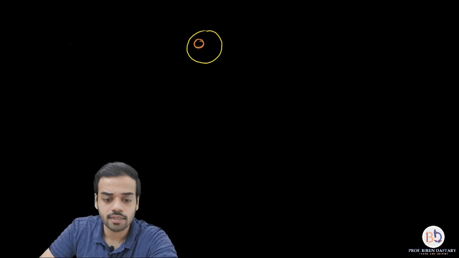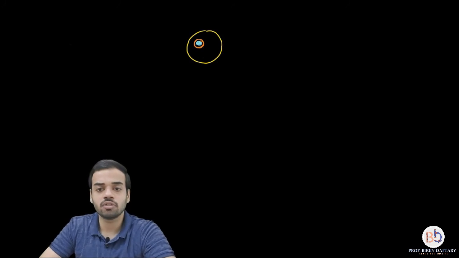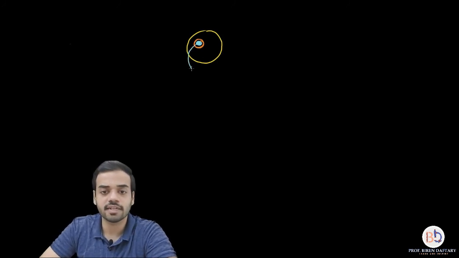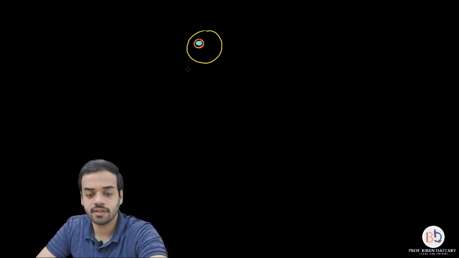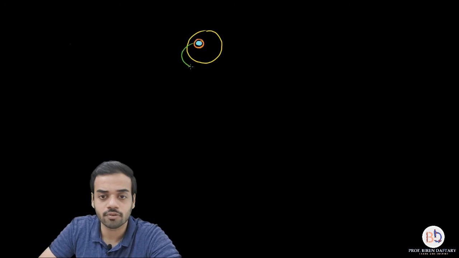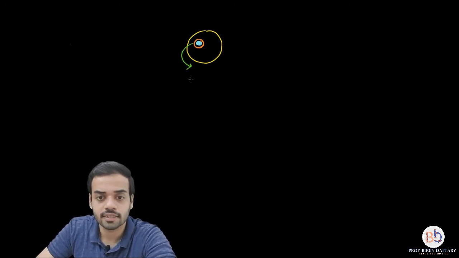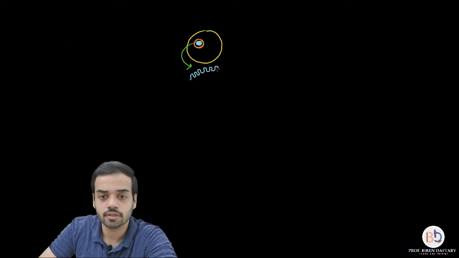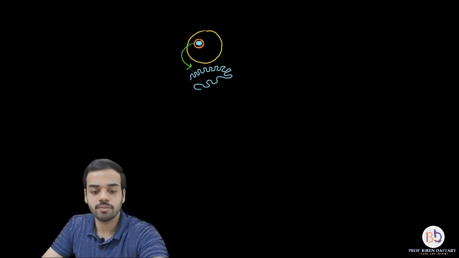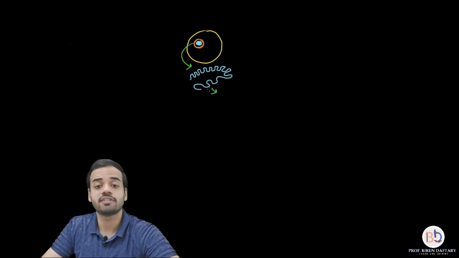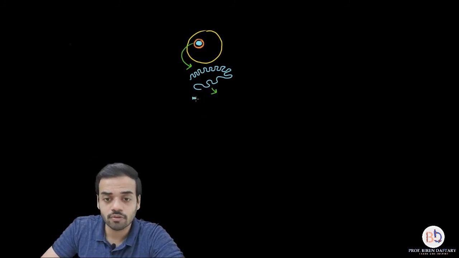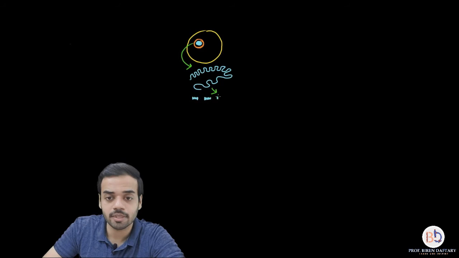Okay, and inside the nucleus I'm going to draw the DNA. This is the DNA. Now what is going to happen is, we have extracted this DNA, I'm going to show it with a green arrow, and this DNA is over here. This is the extracted DNA. Okay, and what will be the next step? This extracted DNA we are going to cut with the help of restriction enzymes. So what we are going to have are these fragments of DNA.